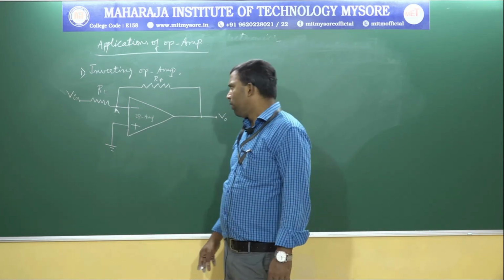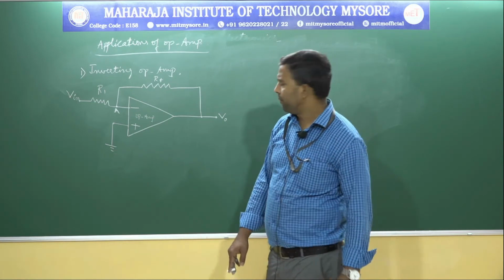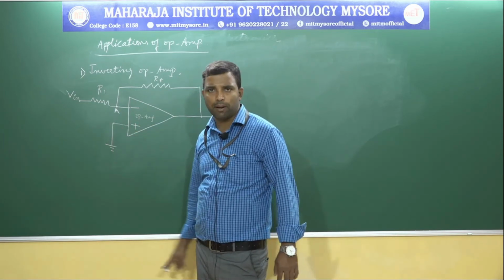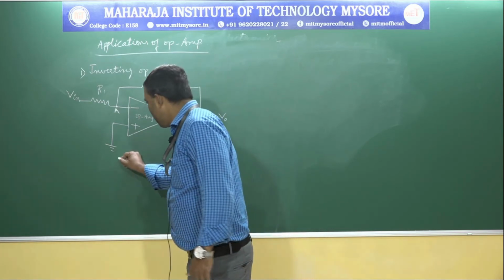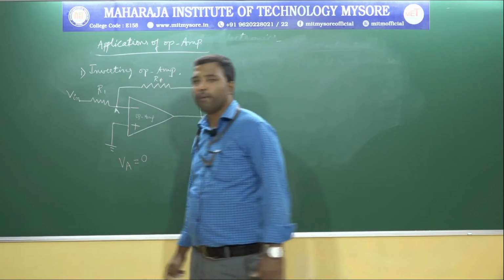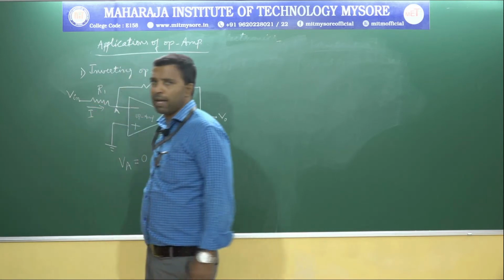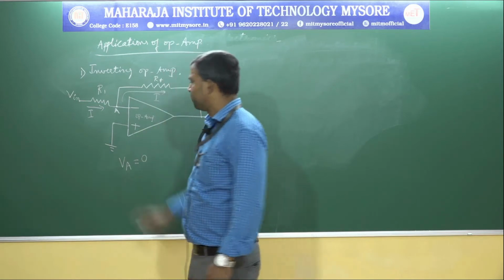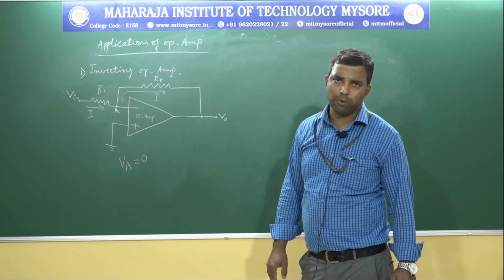Okay. Now, you studied in the last topic the virtual ground property. Whatever the potential at this terminal is, the same is the potential at this terminal by using the virtual ground property. Therefore, we can say that the potential at point A is equal to 0. And due to this, the current I is flowing in this direction. The same current I is flowing in this direction. I is the current which is flowing through the circuit.